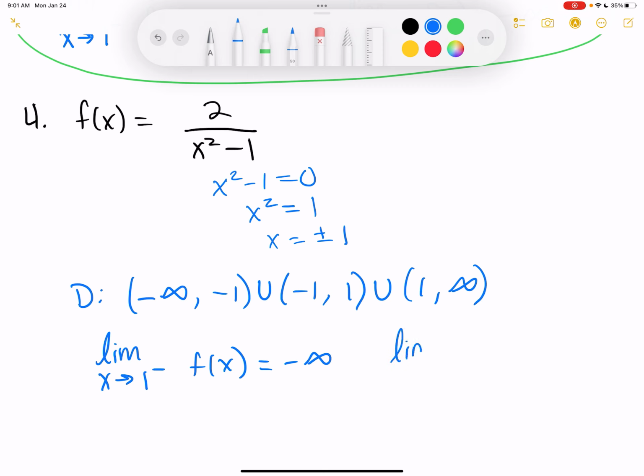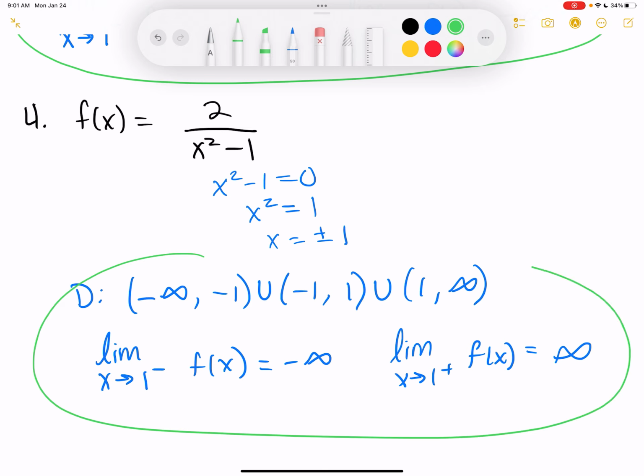So then we would also do the limit as x approaches 1 from the right of f of x. So do something like 1.0001 squared. And then you can subtract your 1. So you're going to end up with a positive over a positive, which is positive. It's positive infinity. So again, these are the 3 things here we're looking for.